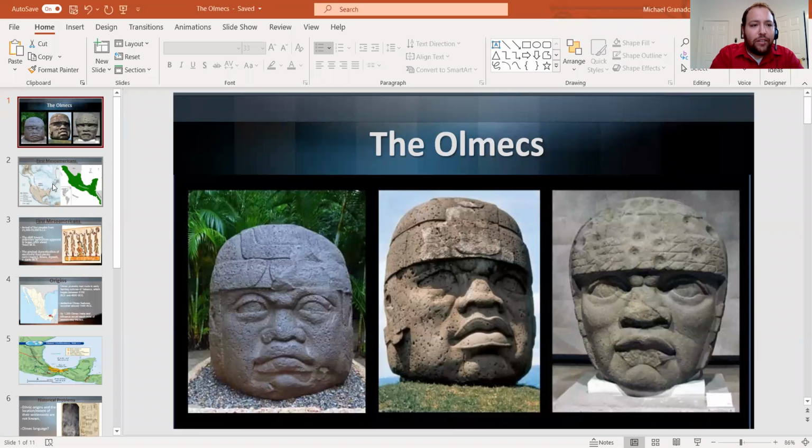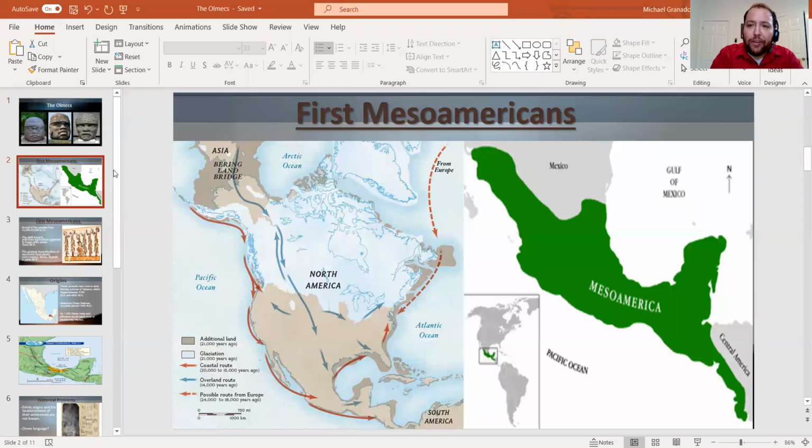So we're going to pick up that discussion today by shifting our focus from the United States or North America and Canada, this region here, to what scholars today refer to as Mesoamerica, which is mostly modern day Mexico.